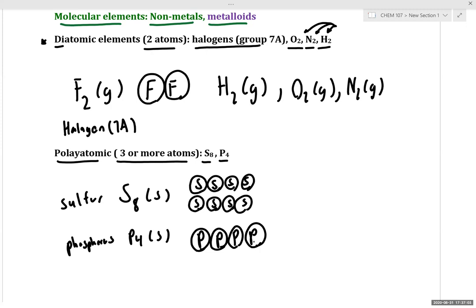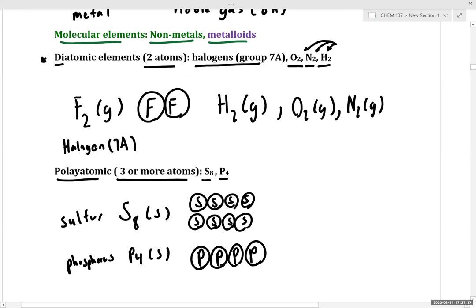Does that make sense? Yes, but am I right on the molecular elements when we see them categorized this way? Is that how we refer to them as molecular elements? Yeah, so sulfur and phosphorus are molecular elements. They have more than one atom as part of their chemical formula, and sulfur and phosphorus are nonmetals. Yes, that is correct. Okay. Any other questions I can address?